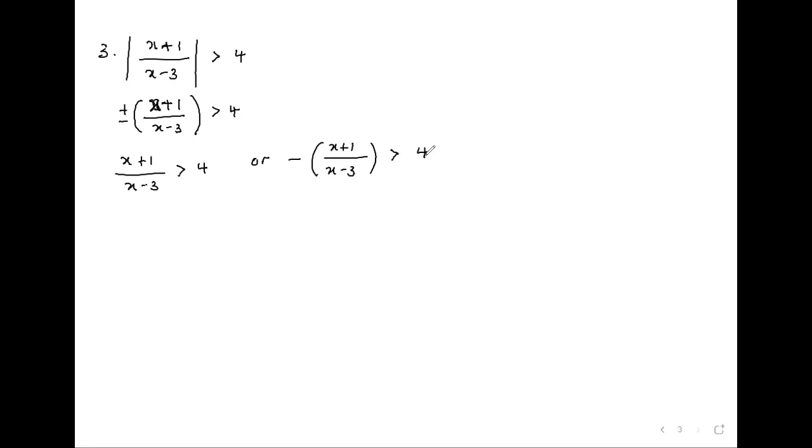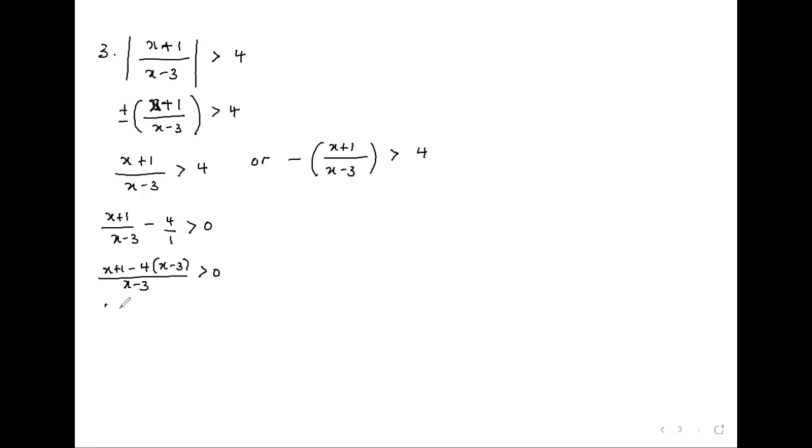So the left one, we put 4 the other side so that we get x plus 1 over x minus 3 minus 4 over 1 is bigger than 0. We never cross multiply here for a simple reason that the negative is not decided in the numerator. We don't know whether it's negative or positive there. So the common denominator is x minus 3. And then we'll have x plus 1 minus 4, open brackets, x minus 3, greater than 0.